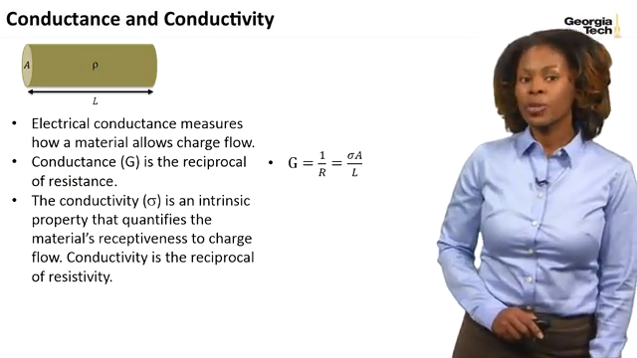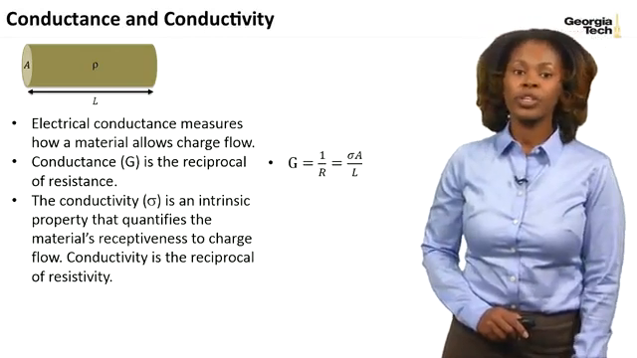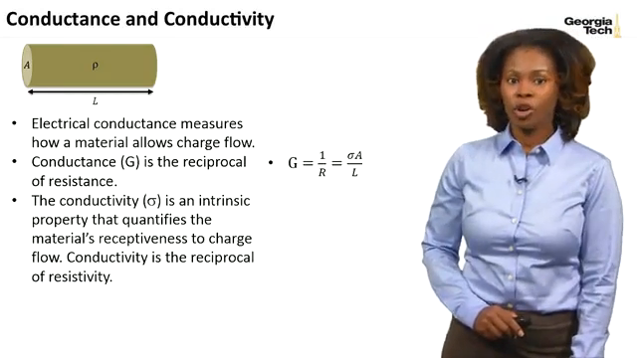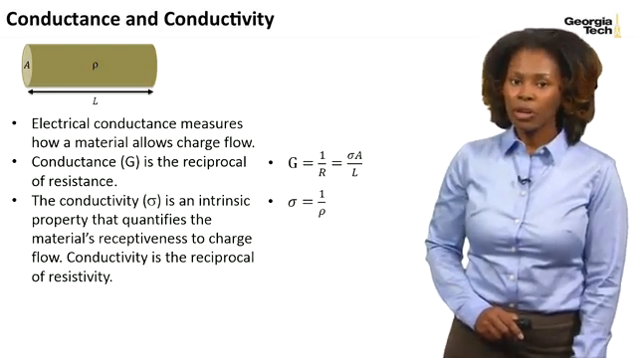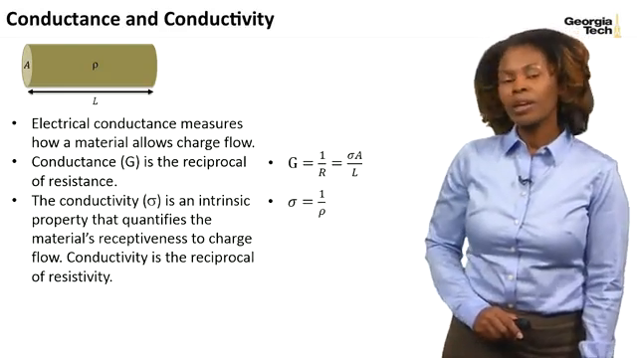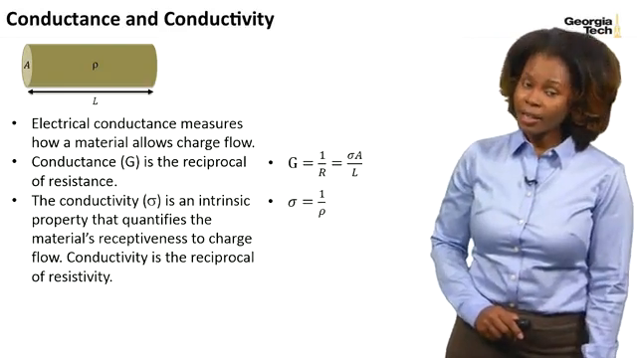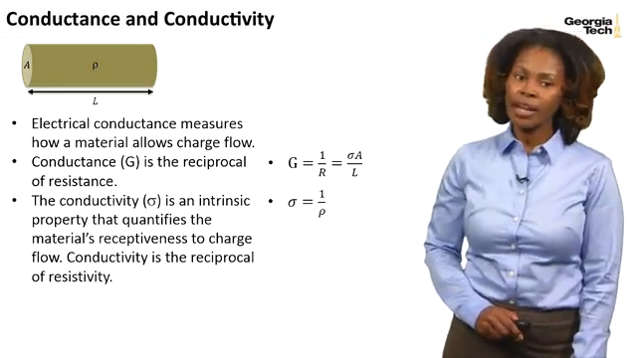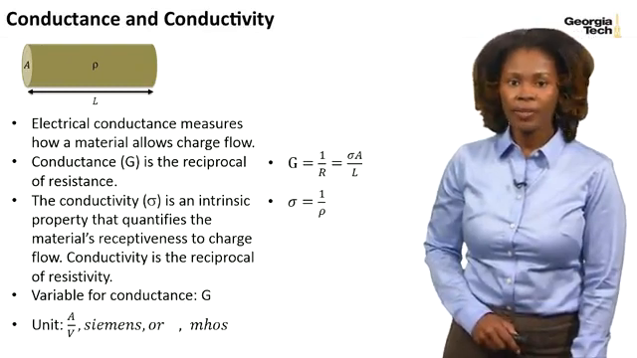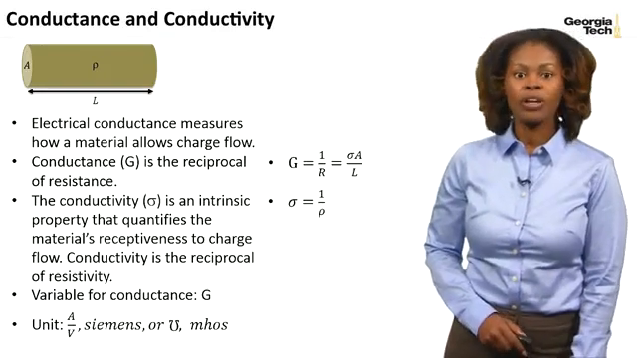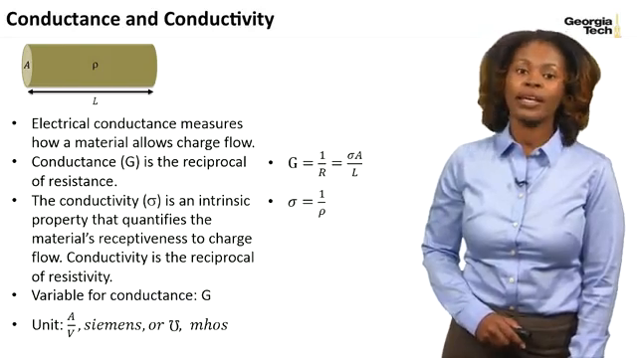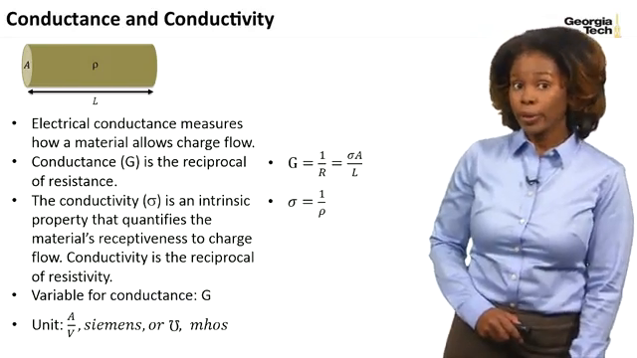It's also an intrinsic property that quantifies a material's receptiveness to charge flow. In other words, conductivity is the reciprocal of resistivity. Materials that have a high conductivity will have a low resistivity and vice versa. For conductance, we'll use the variable G, and the unit is amps per volt or Siemens, or an upside down omega, which we call mhos.